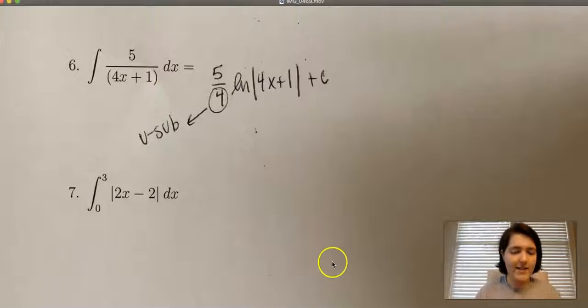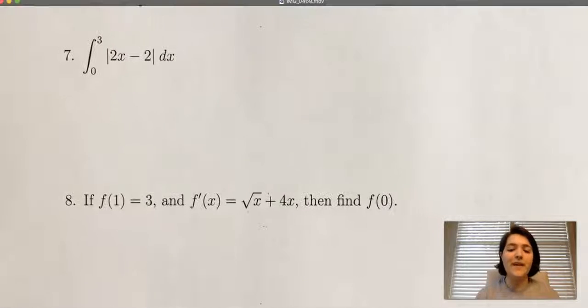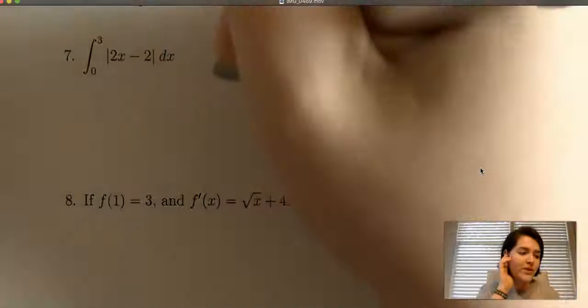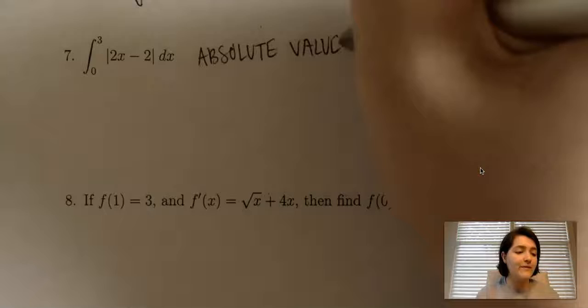All right, this next one is a pretty tricky one. This is an absolute value problem, so we are going to have to split up the integrals and do 2 separate integrals because we'll have a positive side and a negative side.